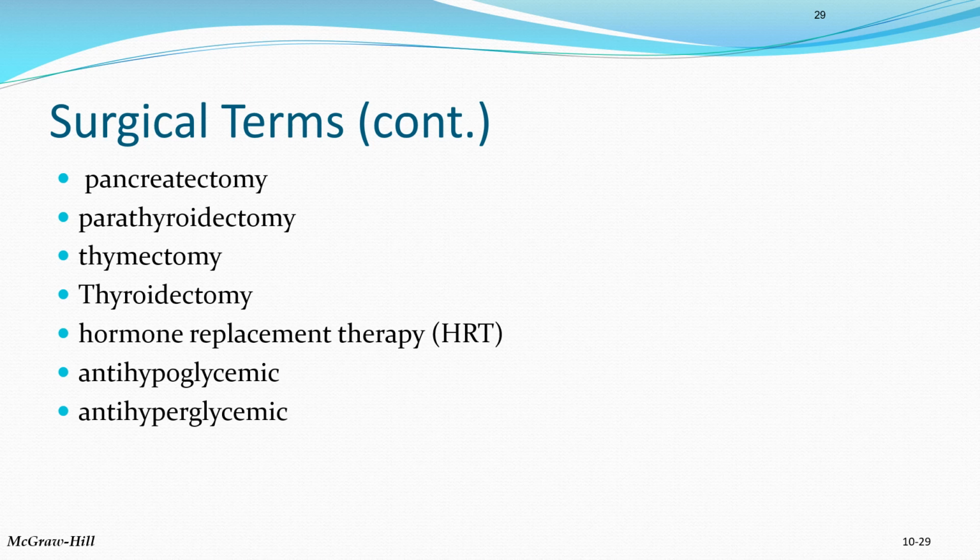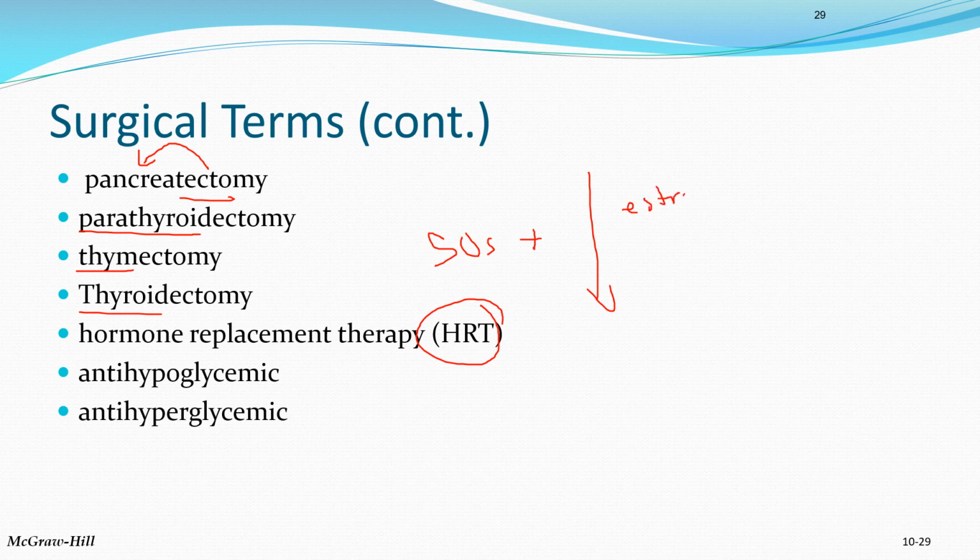Other surgical terms: removal of the pancreas, right? Here we've got the removal of the parathyroid, removal of the thymus, thyroid, HRT. So women in their 50s are going to have a decline in estrogen. So depending on their needs, they might supplement estrogen. You guys ever heard of Premarin, right? Conjugated estrogen? Just a pill and then you'll supplement.